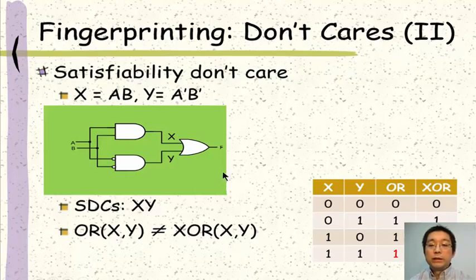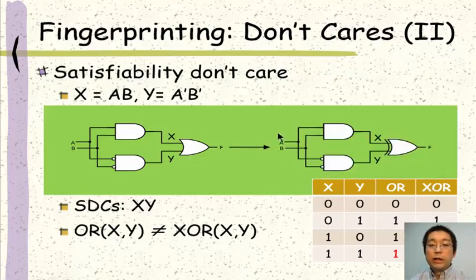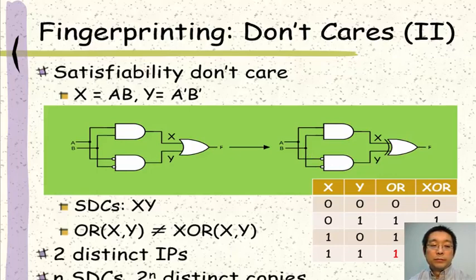Therefore, in that case, the OR of X and Y will be the same as the exclusive OR of X and Y. Or we can replace this circuit by this circuit, where the only difference is the OR gate or the exclusive OR gate. So if we can find n distinct satisfiability don't cares, we should be able to generate 2 to the power n distinct copies.